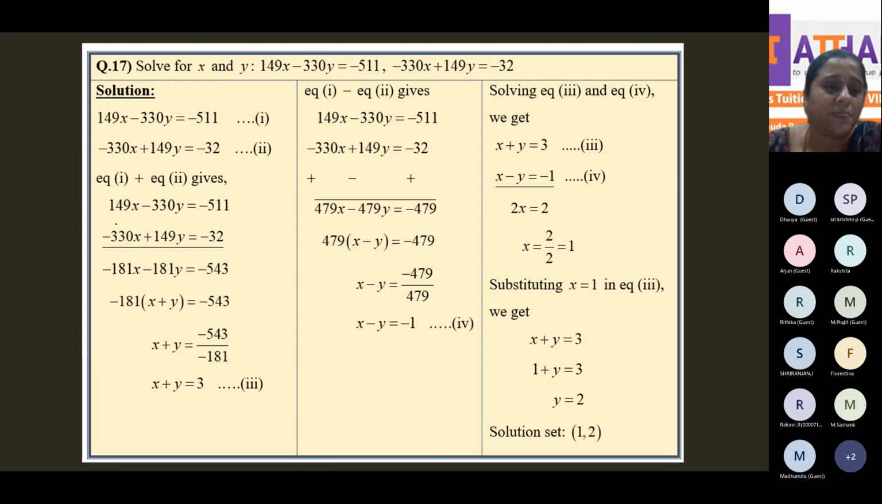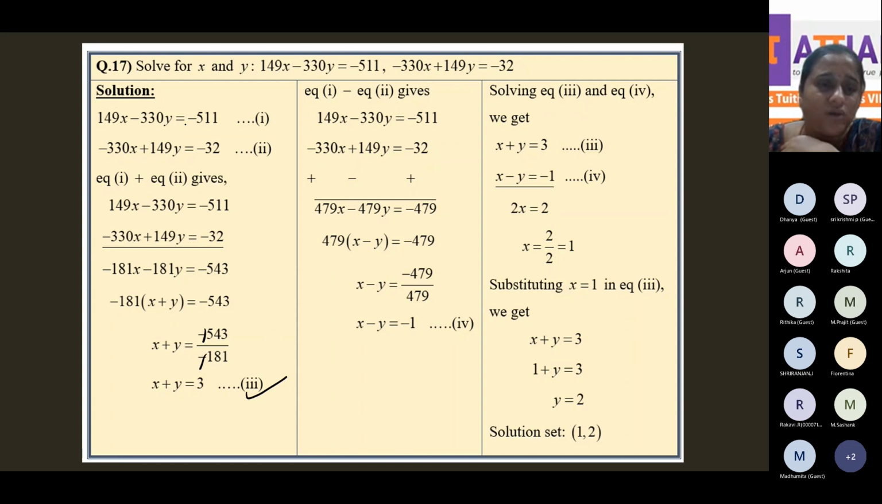Now what do you get on adding? 149x minus 130x is minus 181x. Then minus 330y plus 149y is minus 181y. Minus 511 minus 32 is minus 543. Now you will see that 181 is a factor of 543. You can take 181 or minus 181 common. So x plus y is equal to minus 543 by minus 181. Minus cancels and you get x plus y is equal to 3. So a very simple equation, x plus y is equal to 3.